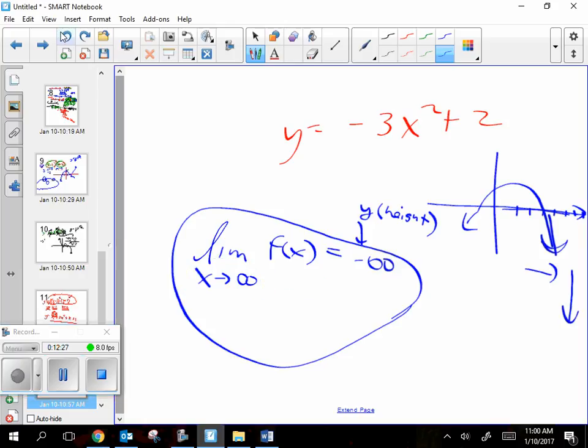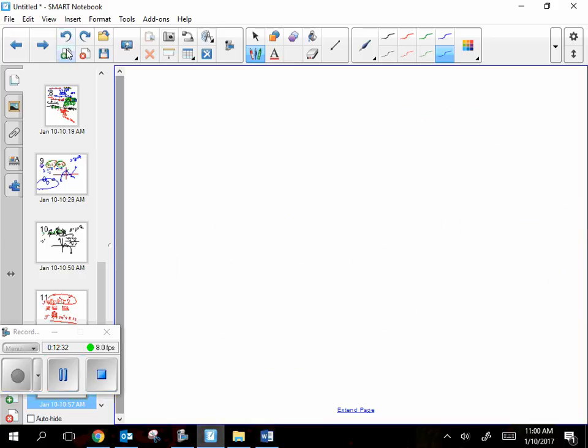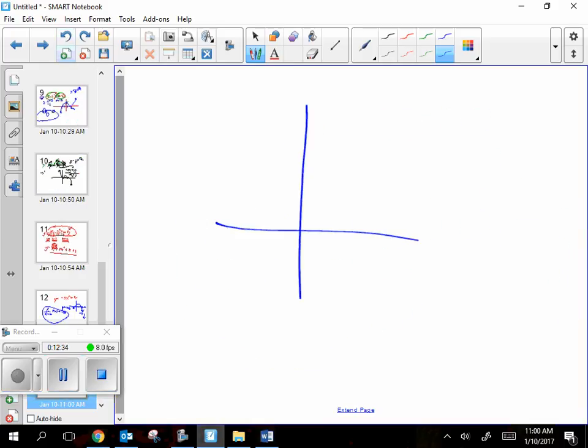Okay. Next, what about the left side? Well, that one's a pretty easy one. I'm going to give you a different picture. Here's one. This is a function that we haven't talked about much. We'll talk about more in the second semester.